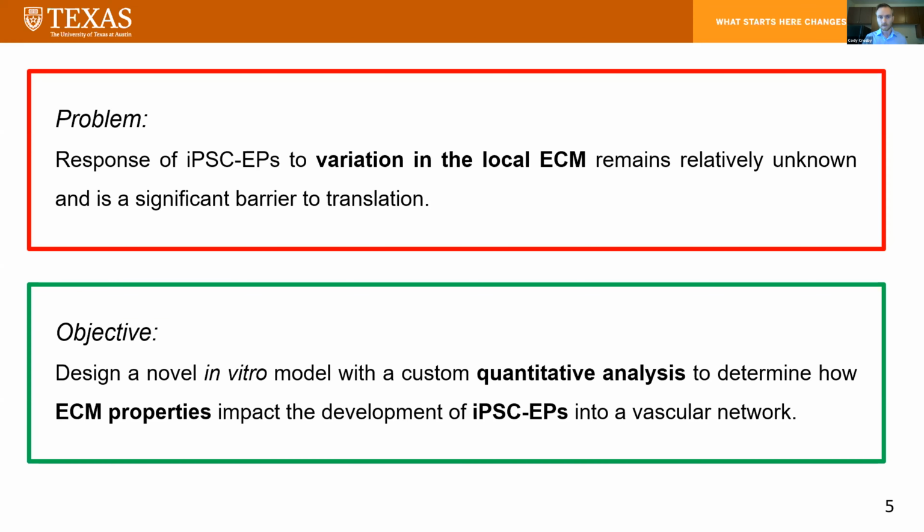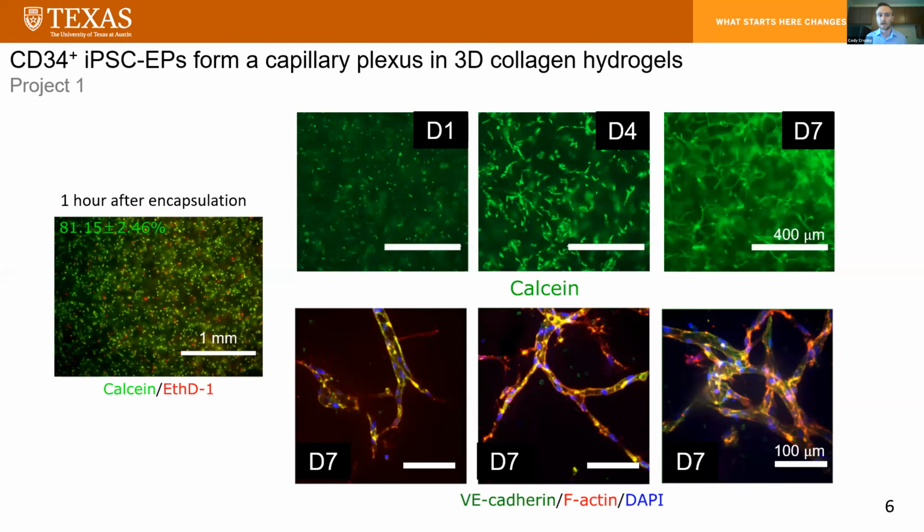So to start, we needed to verify that these cells were actually capable of self-assembling into a 3D capillary network in a 3D biomaterial. And so what we did is we used FACS, fluorescent activated cell sorting, to isolate CD34 positive iPSC EPs from a larger differentiated cell population. So roughly anywhere from 5 to 25% of the cells were CD34 positive. So by using FACS, we then encapsulated these in collagen hydrogels. We showed pretty high viability 1 hour after encapsulation.